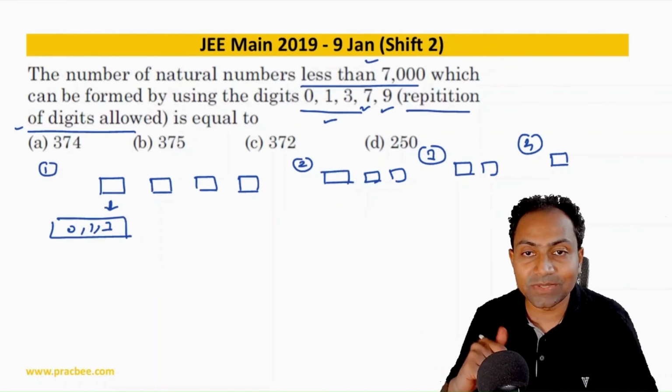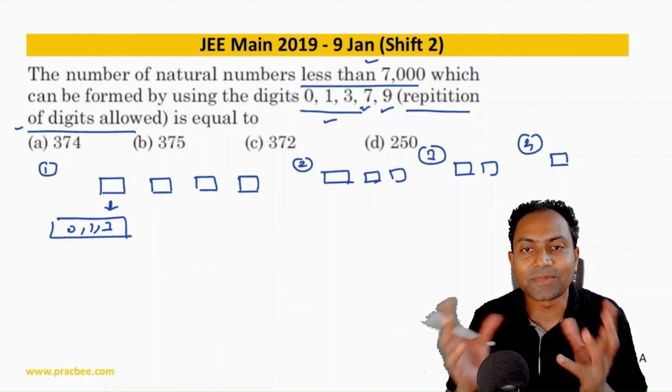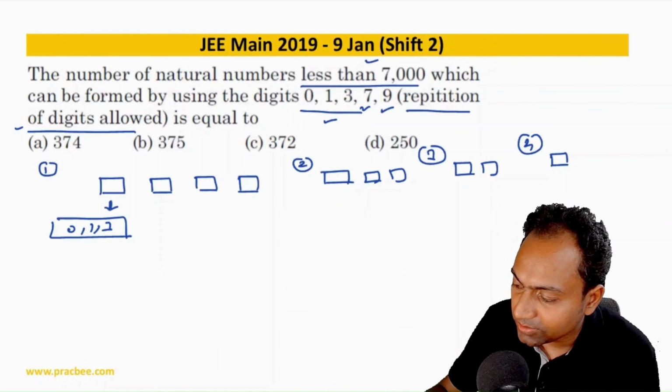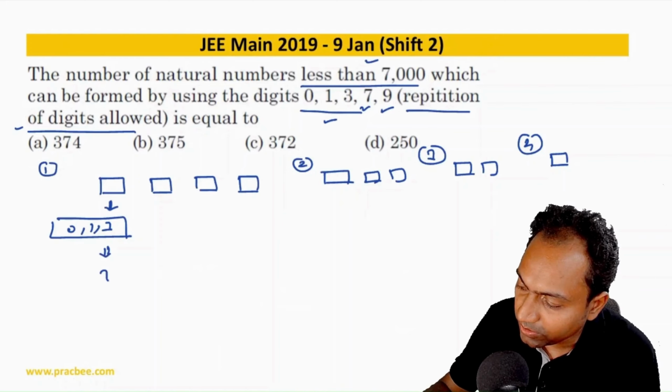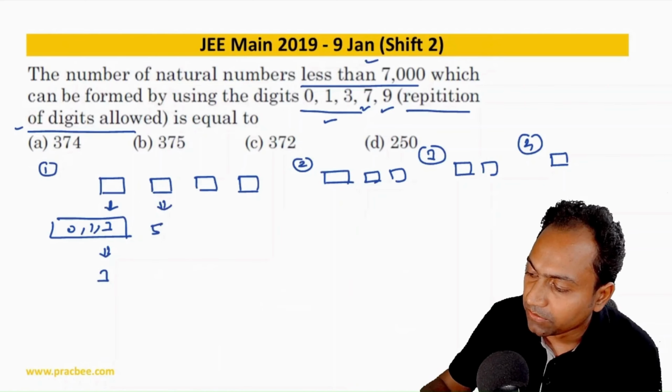And then if 0 comes in the second place also, then again it becomes a 2-digit number. So all the numbers I am counting at the same time. So what I have done is I have allowed 0 to be filled here. So there are 3 options corresponding to this. Now since repetition of digit is allowed, this can again be filled using 5 options.